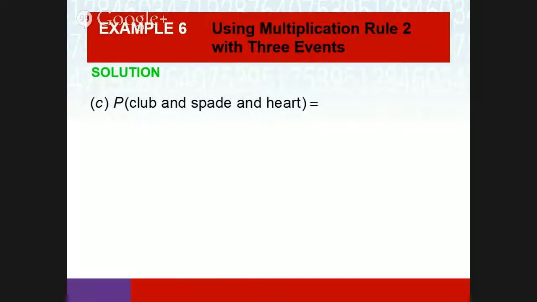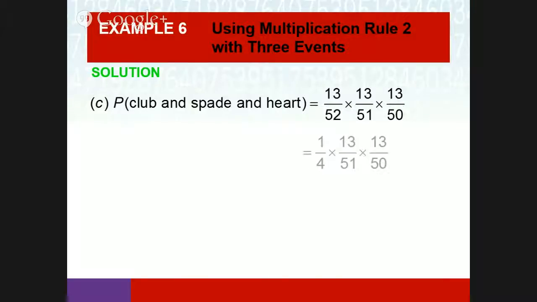What about getting a club, a spade, and then a heart? Probability I get a club, 1 out of 4, or 13 out of 52. They're going to keep it not reduced, and then they're going to reduce it and do the multiplication. What's the probability of it being a spade? 13 out of 51, and the probability of it being a heart, 13 out of 50. You guys see that? If they reduce the first one to 1/4, the other 2 don't reduce. Multiply that, and they get 169 divided by 10,200.